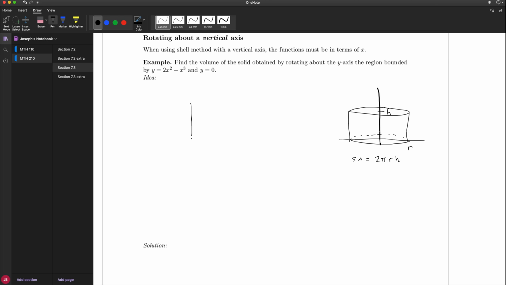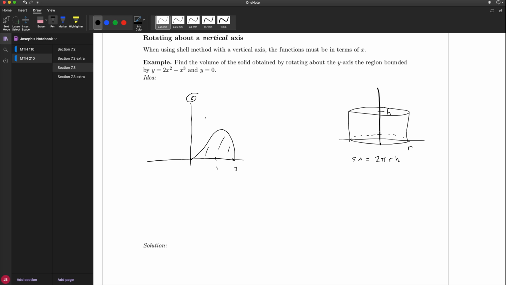The graph of 2x squared minus x cubed has zeros at 0 and 2. The graph goes up and then comes back down. What we're going to do is take this region and spin it about the y-axis. The y equals 0 just forms the lower part of the region. So we're going to spin this about the y-axis.